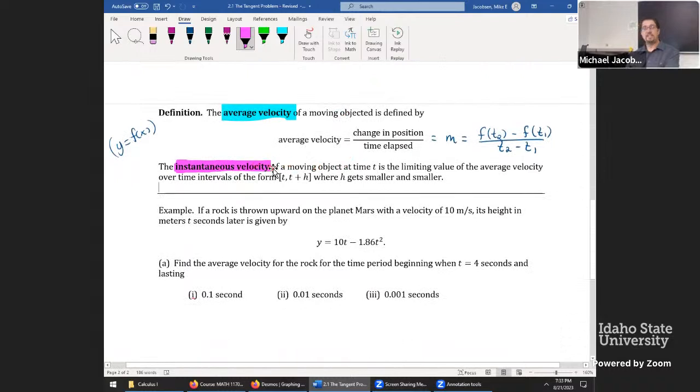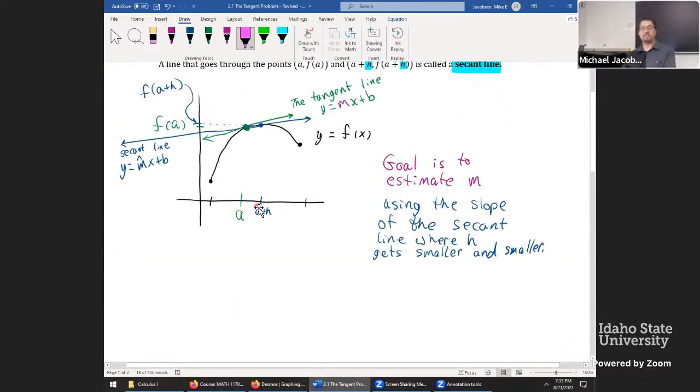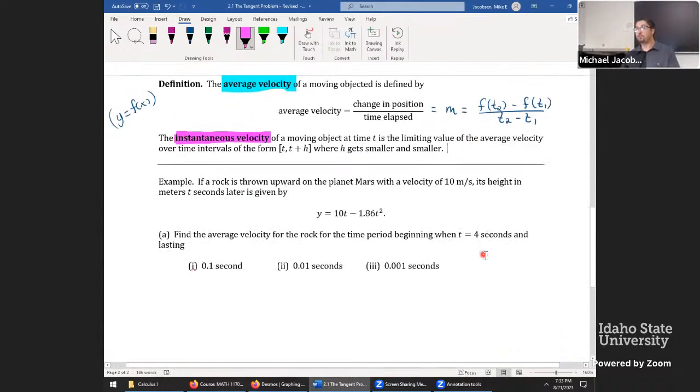It says the instantaneous velocity of a moving object at time t is the limiting value of the average velocities, these slopes right here, slopes of secant lines, over time intervals of the form t plus h, where h gets smaller and smaller. That interval t to t plus h, that's exactly what we're looking at right here, a to a plus h, just a instead of t. Well, that's the setup so far. I think we're ready to do an actual bona fide problem, similar to what you'll see in the homework. Any questions at all, folks, about the two definitions?